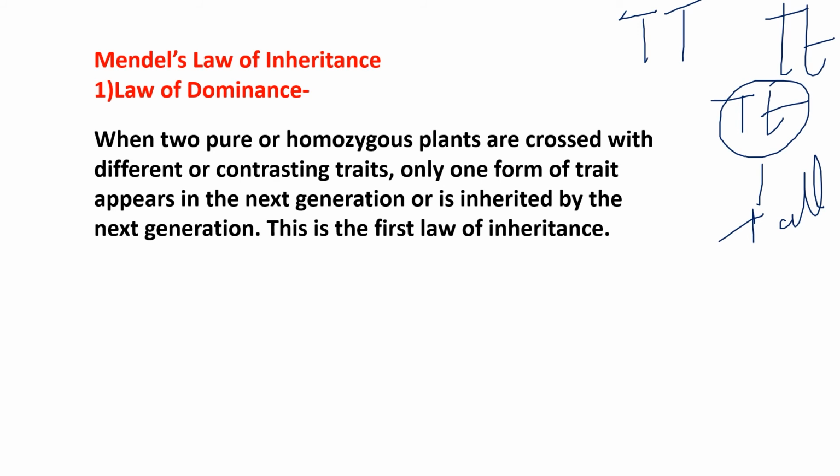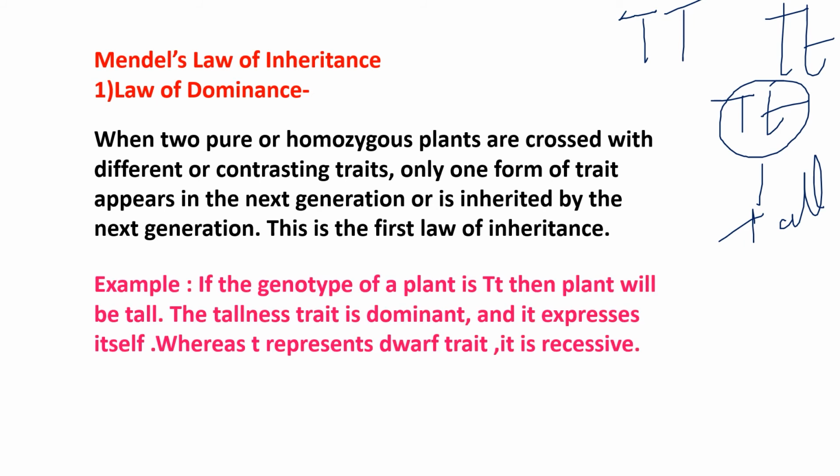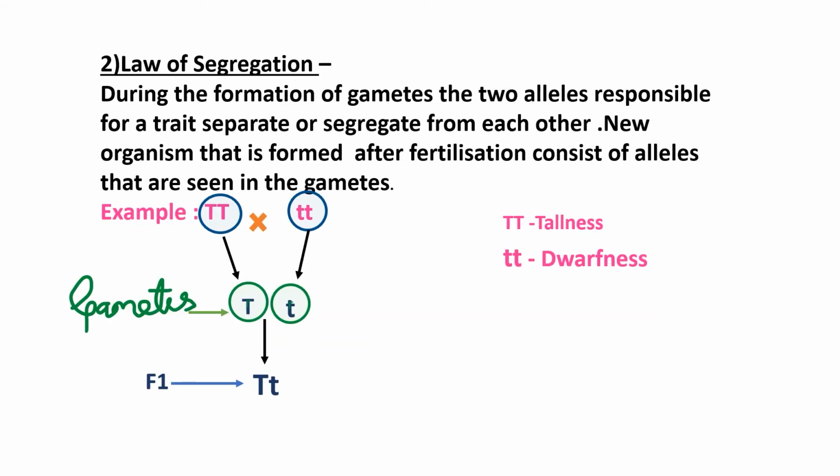So even though two pure homozygous plants were crossed with contrasting traits, only one form of trait appears in the next generation, or is inherited by the next generation. This is called the first law of inheritance. Okay, children? Law of segregation.